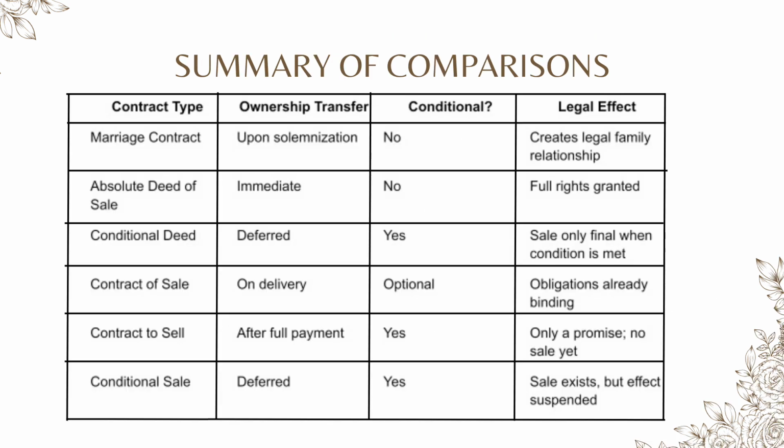To wrap up, here is a summary of our comparison. Marriage contracts are personal, lifelong unions, while sales contracts are property and commerce-related agreements. Knowing this difference helps us understand how obligations and rights are created and enforced depending on contract types.